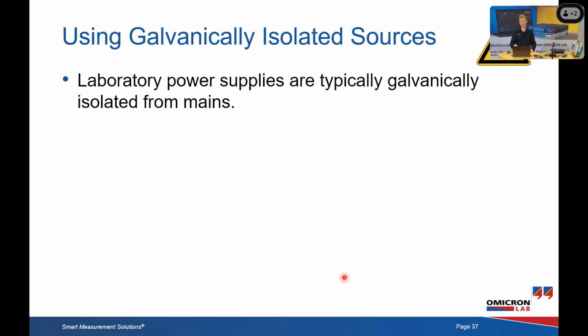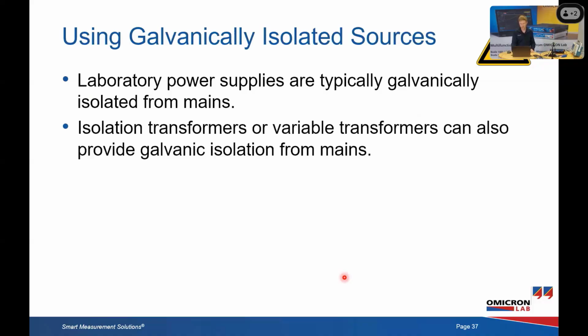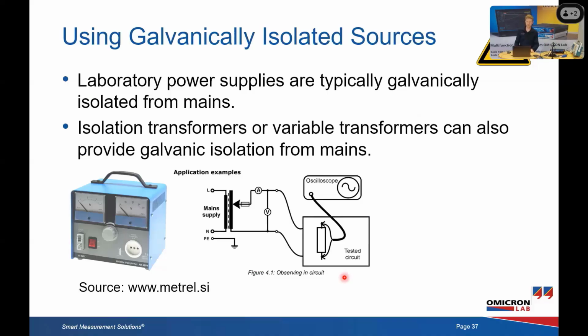One way to increase safety is also using galvanically isolated sources. Power supplies that are used in labs are typically isolated from mains. If you don't have that, you could also use an isolation transformer or a variable transformer that can provide galvanic isolation. Here is a picture of an example that I used for the PFC measurement.